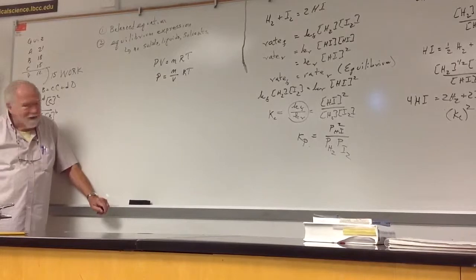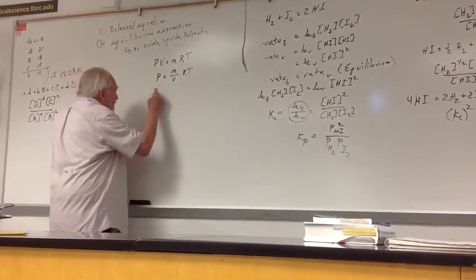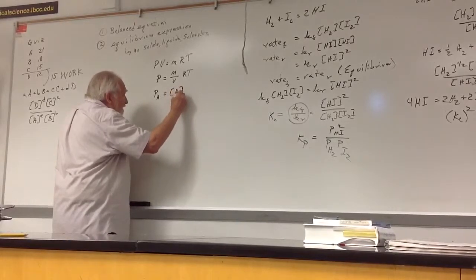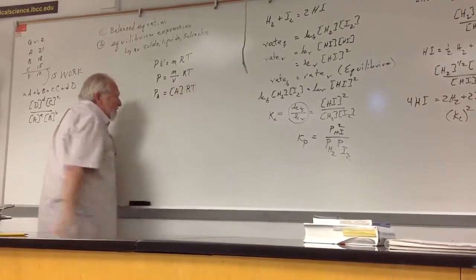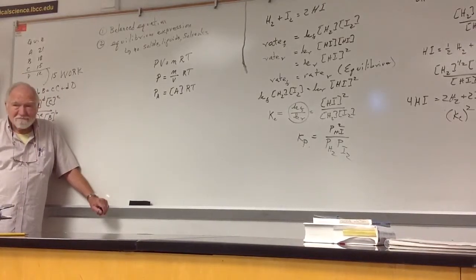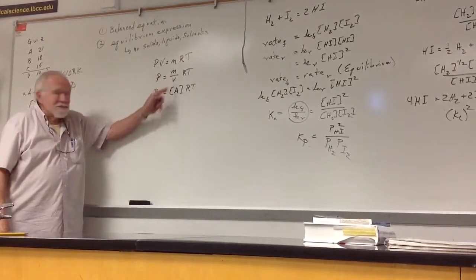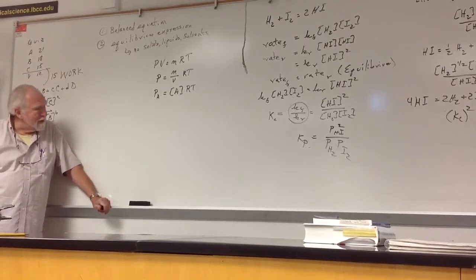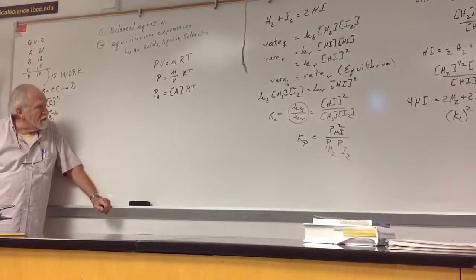Concentration unit. So if I'm talking about P sub A, it's the concentration of A times RT, right? Because it's moles of A over the volume. The volume of A, but all the gases have the same volume. That's one of the arguments I made a few minutes ago. But it still gives you the concentration of A in moles per liter.